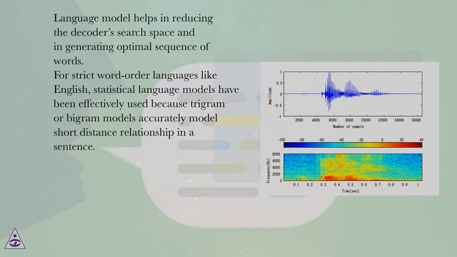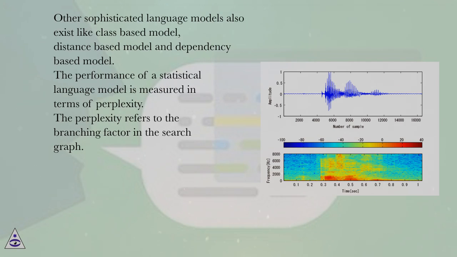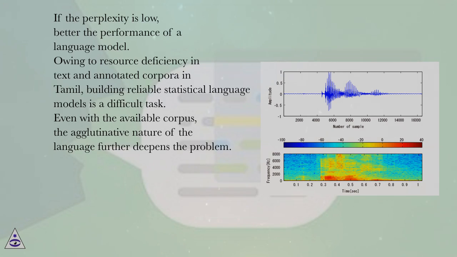For strict word order languages like English, statistical language models have been effectively used because trigram or bigram models accurately model short-distance relationships in a sentence. Other sophisticated language models also exist, like class-based model, distance-based model and dependency-based model. The performance of a statistical language model is measured in terms of perplexity. The perplexity refers to the branching factor in the search graph. If the perplexity is low, the better the performance of a language model.